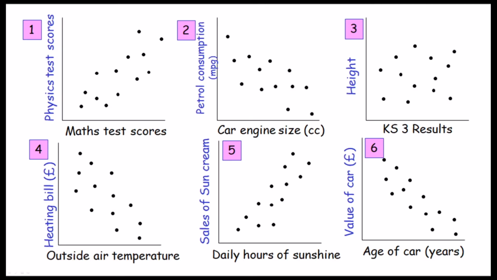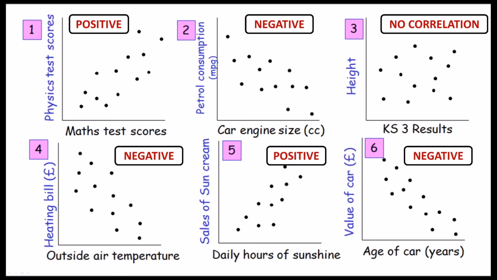So the first thing that I'd like you to do is pause the video and have a look at the 6 examples of scatter graphs that you see on the screen. I'd like you to write down whether each one has either positive, negative or no correlation. When you're ready for the answers, simply unpause the video. Here are your answers. The first one was positive, number 2 was negative, 3 had no correlation, 4 was negative, 5 was positive and 6 was negative.